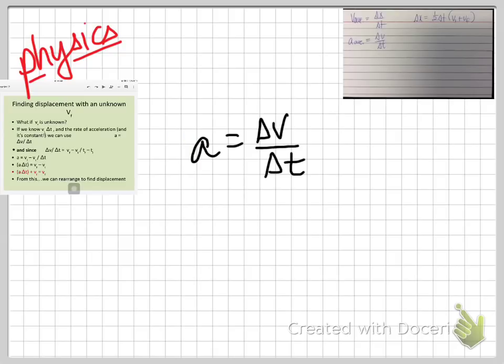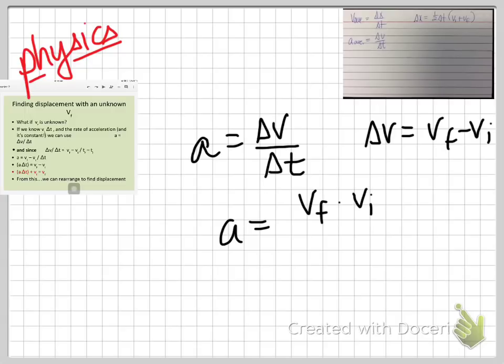Now, I know what you're saying. My delta v is going to require my vf. Yep, be patient. This is not where we're going to end up. But we are going to pass through an equation that uses vf. So let's rearrange that. We know that delta v is equal to vf minus vi. So we're going to rearrange to get acceleration is equal to vf minus vi over delta t.